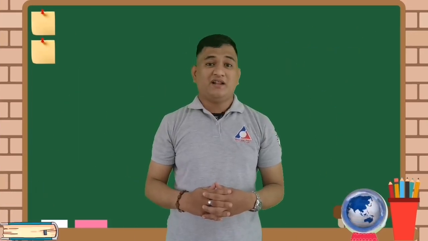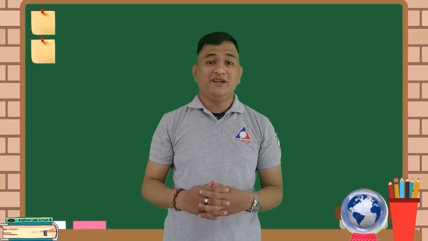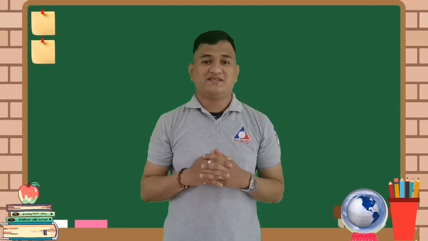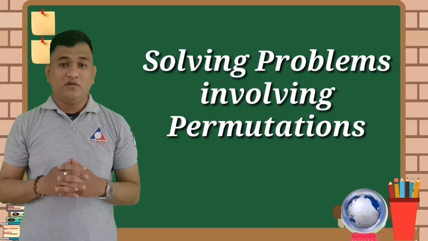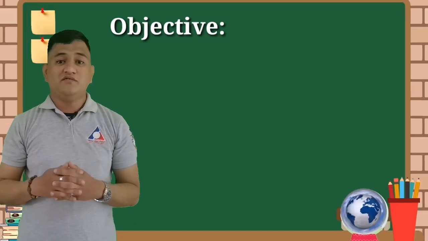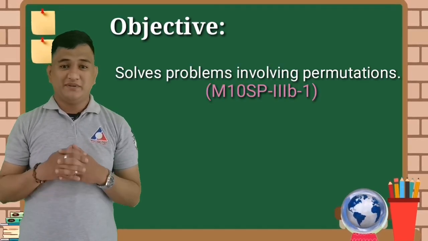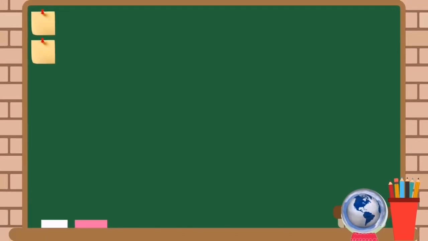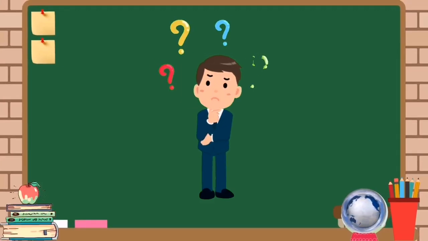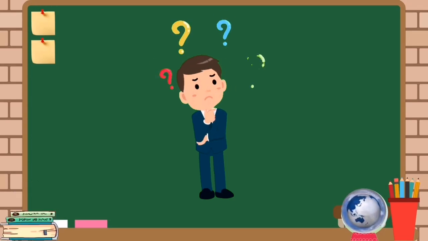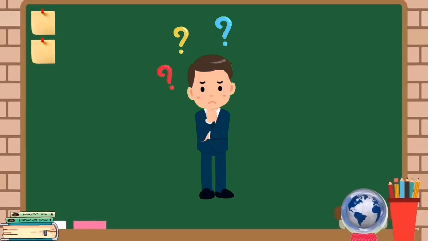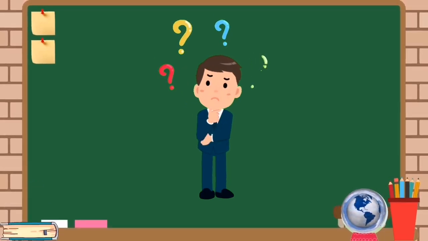So, can you tell us what our topic is this morning? Great! This morning, we are going to discuss problems involving permutations. And our objective is to solve problems involving permutations. When dealing with word problems, you must think: is there a specific order? Or is order disregarded? This will tell you whether it is a permutation or not.